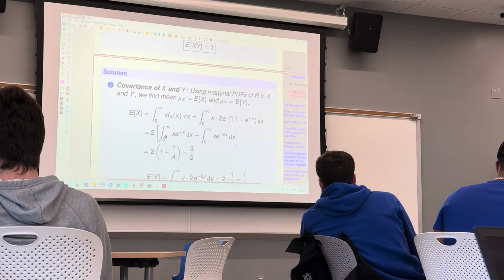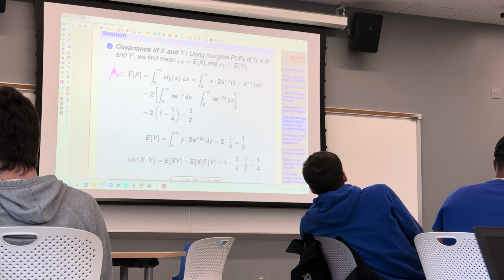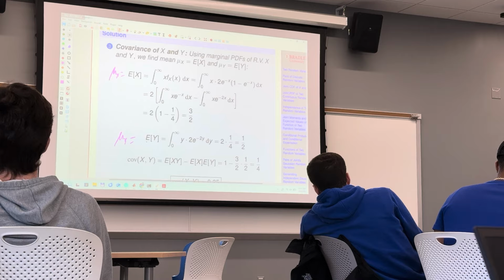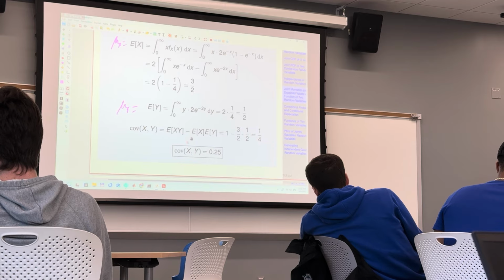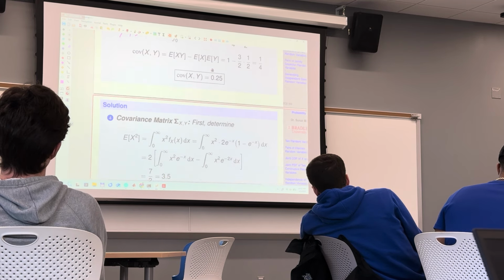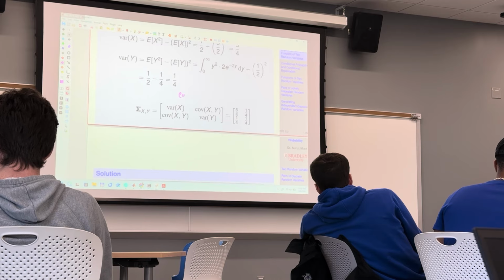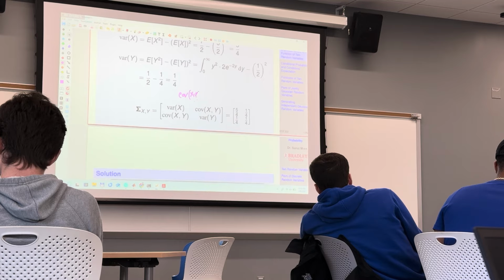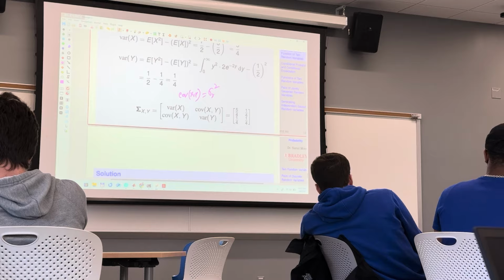Covariance: you first find the mean of x and the mean of y. So this is mu sub x equals the mean of x, the expectation of x, and the expectation of y. You find the two means and then find the covariance using the equation that we went through: E of xy minus E of x times E of y, and the covariance of xy equals 0.25. And for the covariance matrix, as I said, the covariance of x comma x becomes the variance of x, and the covariance of y comma y becomes the variance of y.